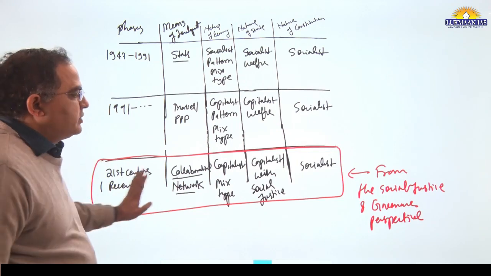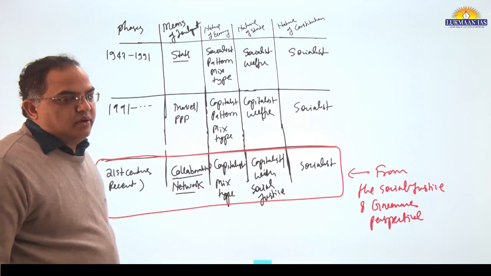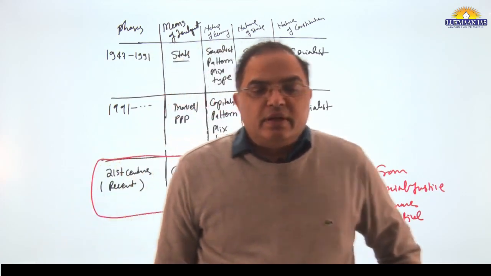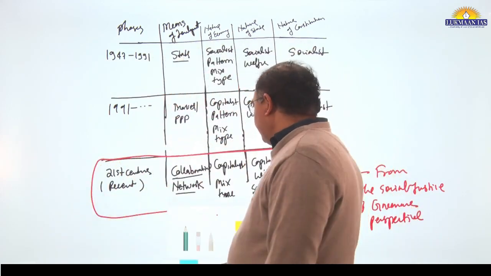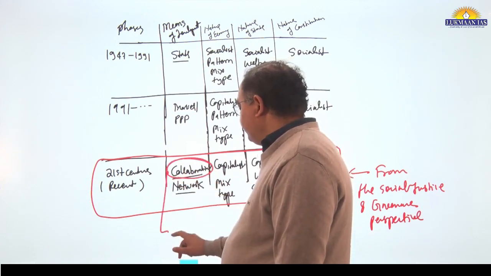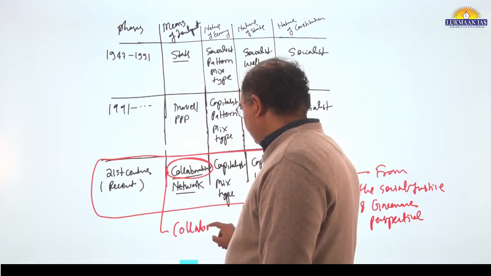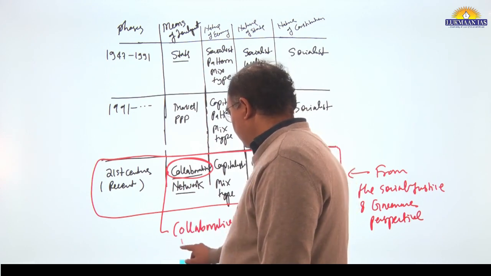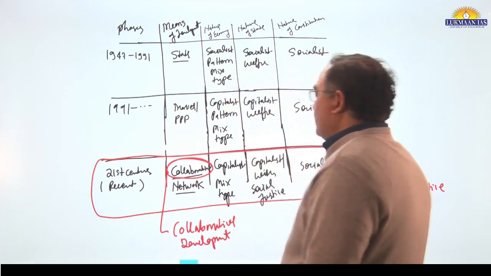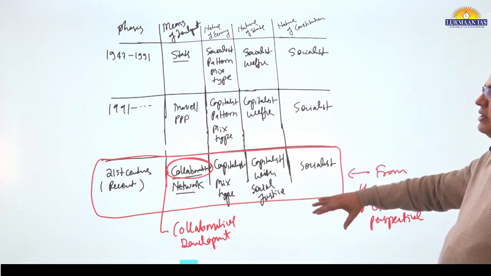Since we'll teach social justice and governance, there we'll talk about how it is. Already you should know that the term collaborative has been asked in GS paper 2019. They have asked about collaborative development. So there it will relate.